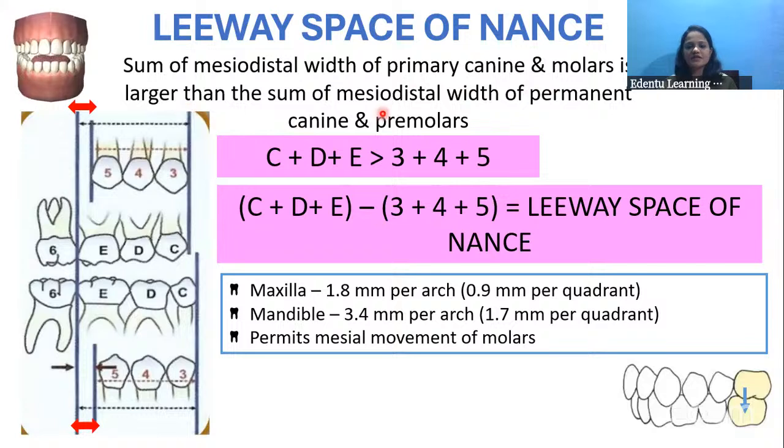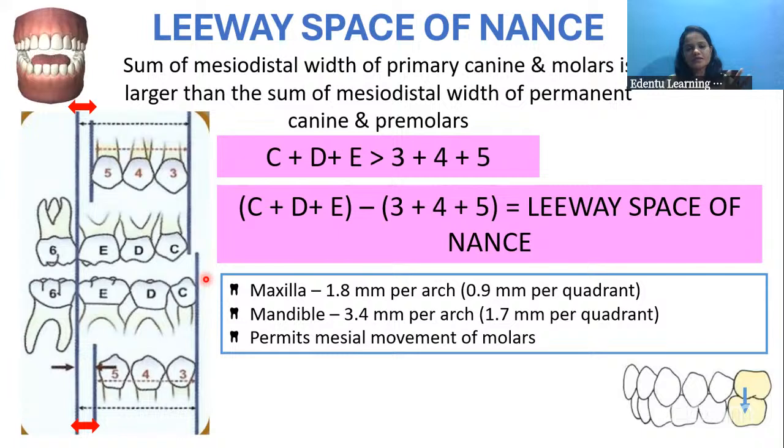Okay, what is this leeway space of Nance? In the leeway space of Nance, what you should know is that the sum of the mesiodistal width of the primary canine and molars is larger than the sum of the mesiodistal width of the permanent canine and molars. This leeway space of Nance is usually seen in the mixed dentition period. Okay, we had already talked about the primate spaces.